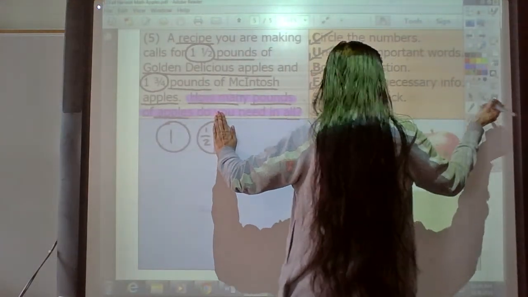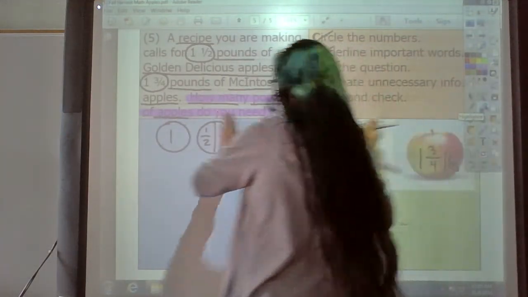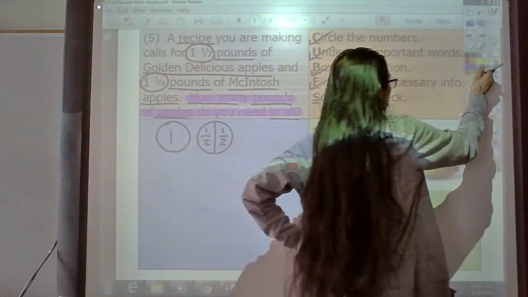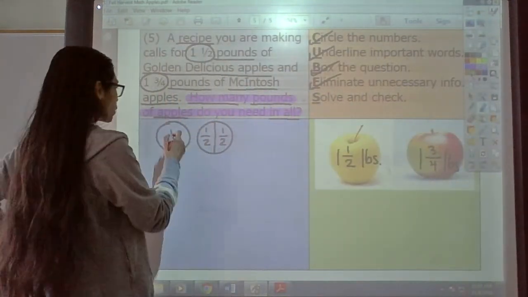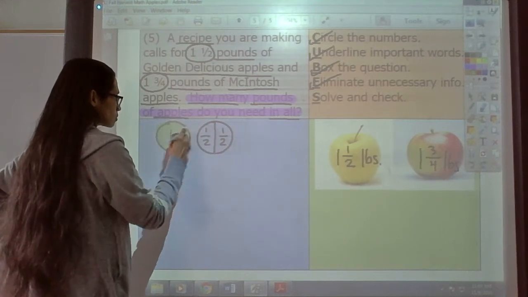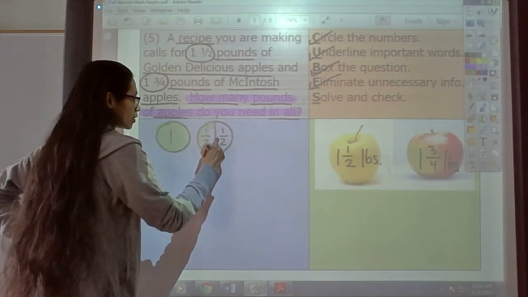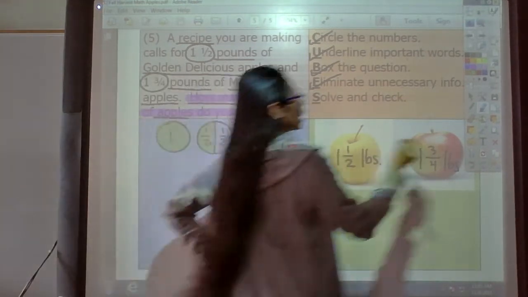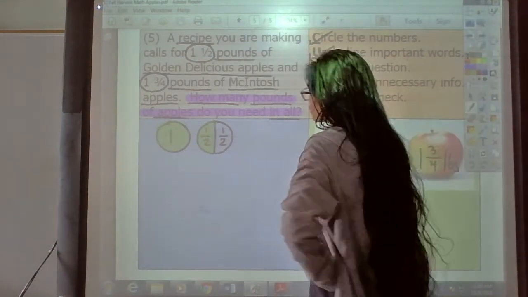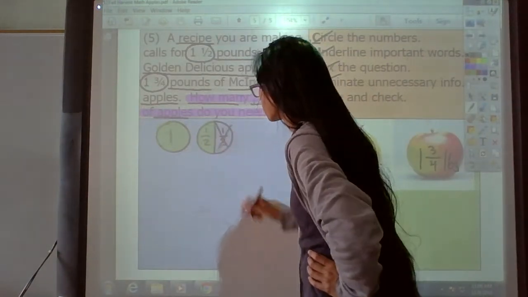So what I'm going to do is highlight it for you. Oh, you know what? Let me change the color. We need this one, and we need that one. Okay? So we do not need that one. I'm going to cross it out so you don't get confused. Cross that out. All right.